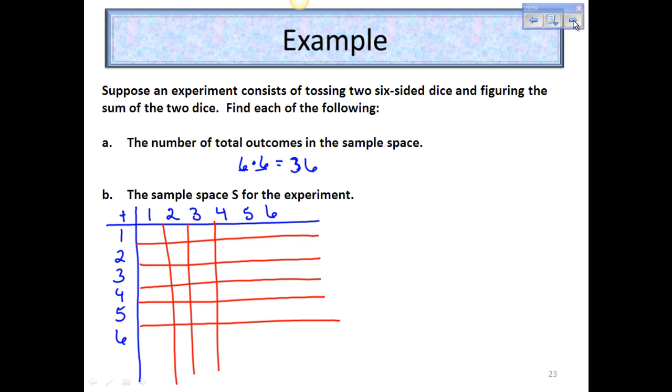Now, this is not perfect by any means, but 1 plus 1 is 2, 1 plus 2 is 3, 1 plus 3 is 4. Remember making addition tables back in grade school? Same concept here. 1 plus 4 is 5, 1 plus 5 is 6, 1 plus 6 is 7. So go ahead and finish making that table while I complete the table as well. If you need to pause the video in order to complete it, you can.